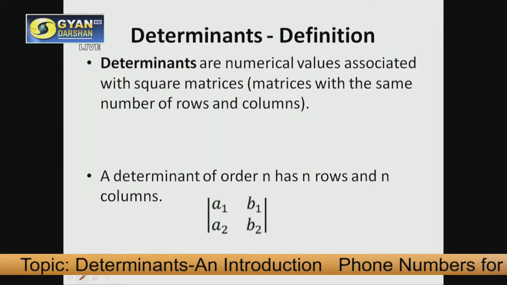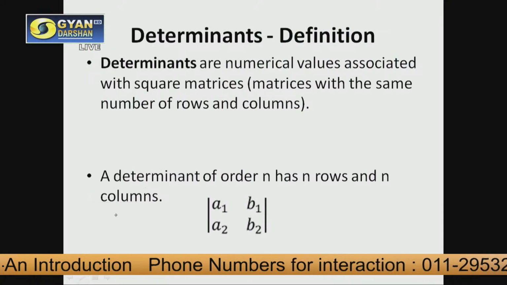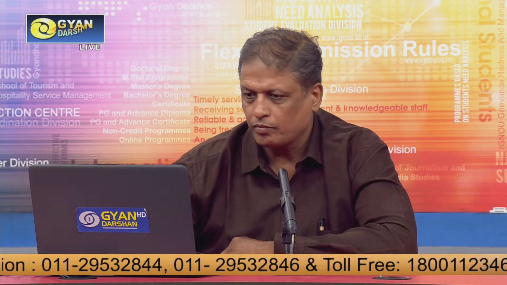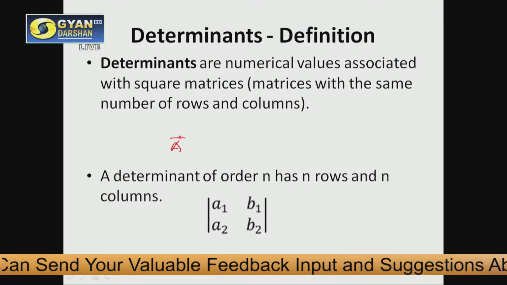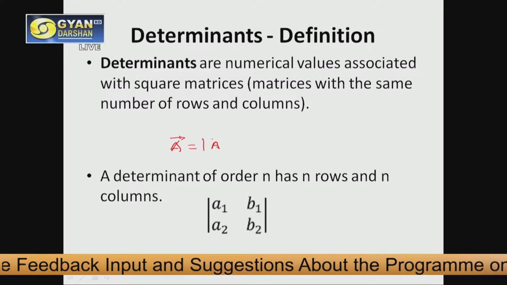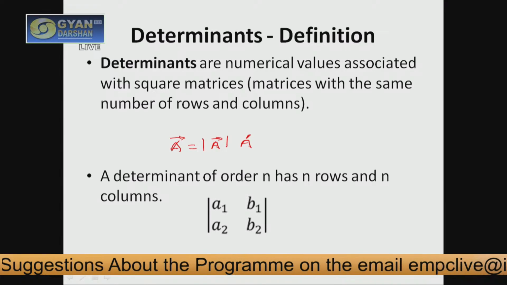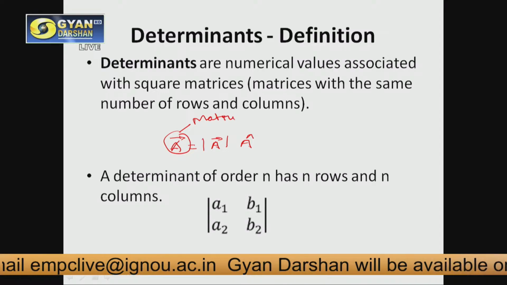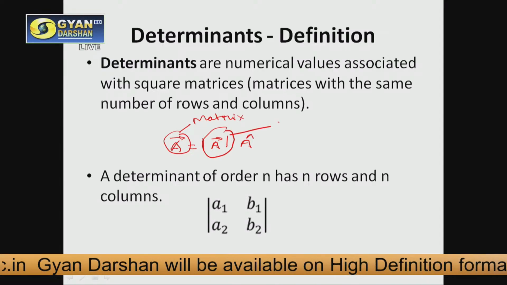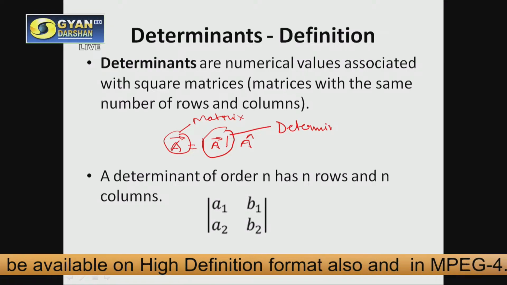The fundamental definition of a vector says that a vector is equal to the magnitude of a into a unit vector. We generally say it this way: if we have a vector a, this vector a can be written as the magnitude of vector a into a unit vector. The unit vector is represented by the matrices, and the magnitude is represented by the determinant.